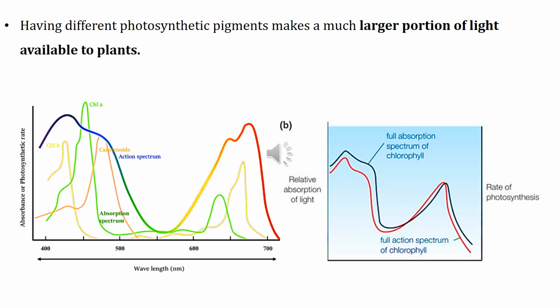Having a variety of pigments helps plants absorb a wider range of light wavelengths. This maximizes the amount of light energy captured.